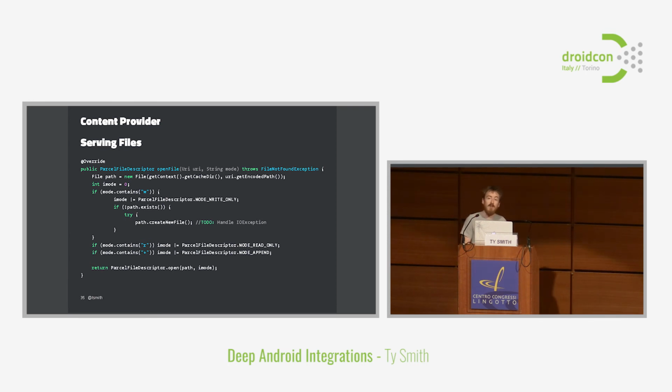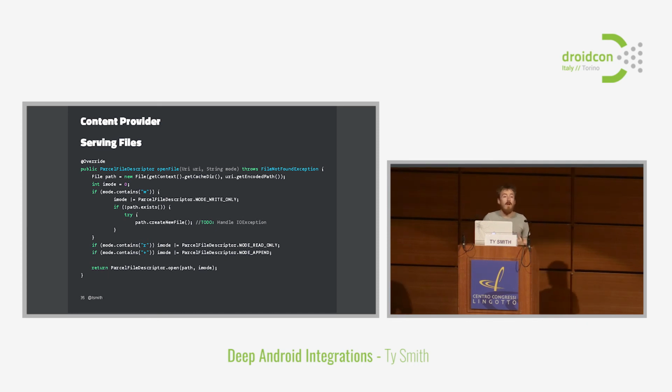So we are overriding the open file, which returns a parcel file descriptor. There's a similar method in the content provider called open assets file, which is designed to return subsets of a single file. So it's great if you want to return a specific resource out of your APK, which is just a zip. But open file is actually opening a specific file on disk or perhaps memory.